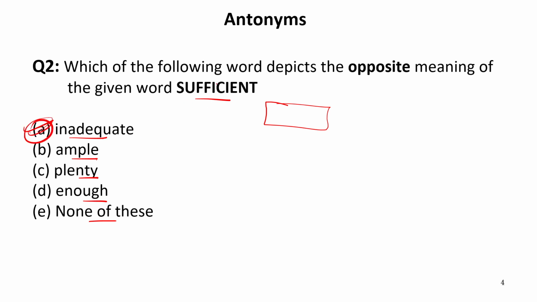As I told you, the meaning of sufficient is adequate, so the antonym of it will be inadequate. Now whenever we add a prefix to a word, like in or un, it makes the word its opposite. So our answer is A, that is inadequate. This is again very simple. Now let us move to the next one.